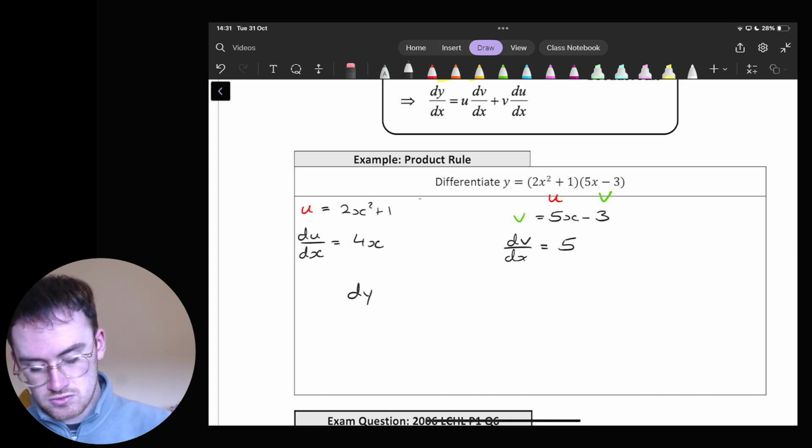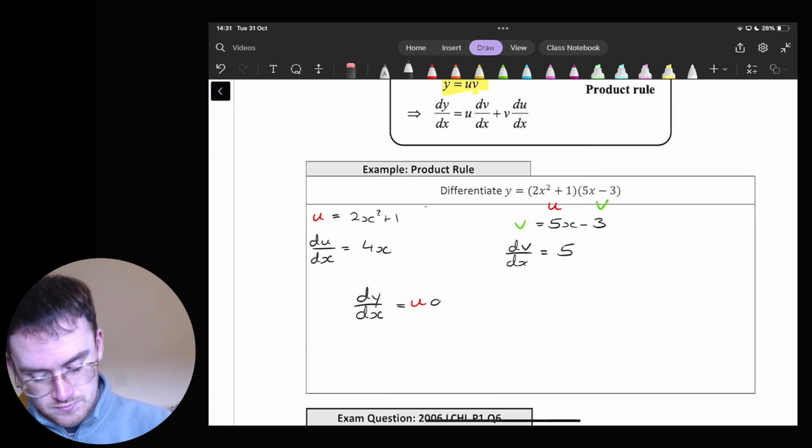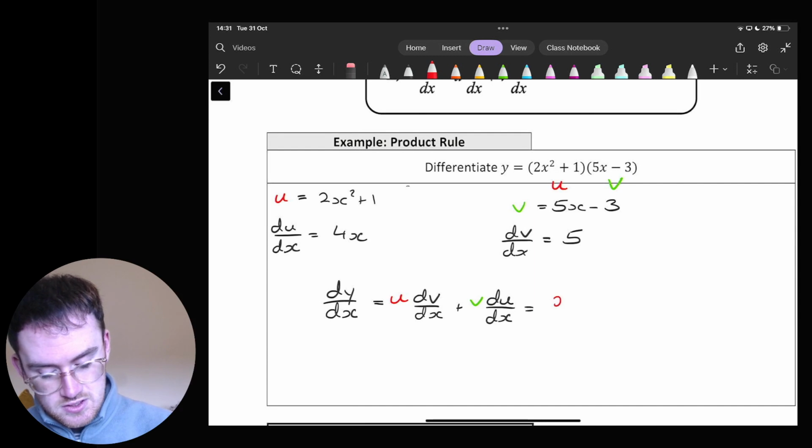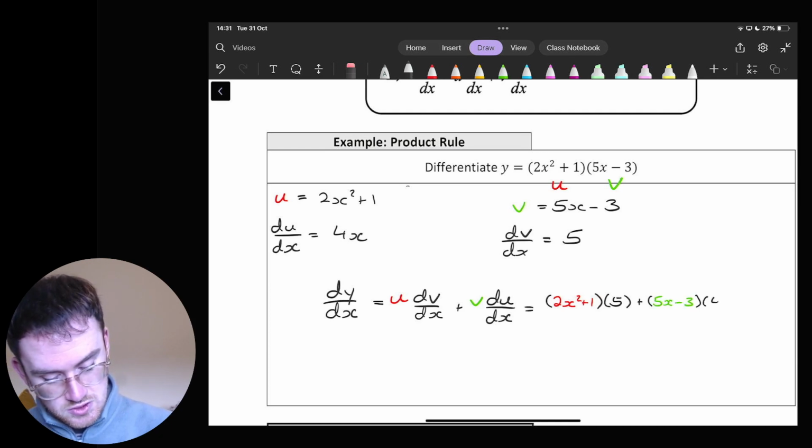Applying now my product rule, dy dx is equal to u dv dx plus v du dx. So you'll notice as well, we're never multiplying something by its own derivative. Okay, so let's fill in 2x squared plus 1 for u times dv dx, which is just 5, plus v, which is 5x minus 3, times du dx, which is 4x.